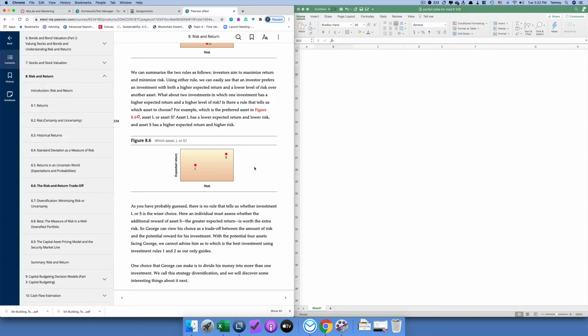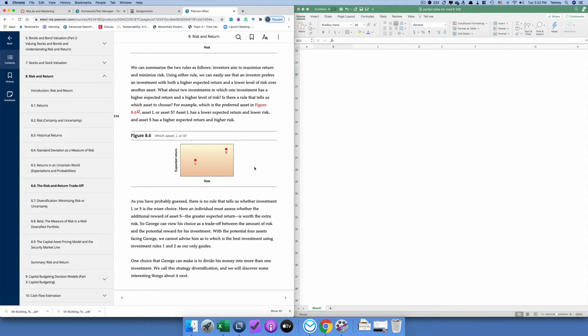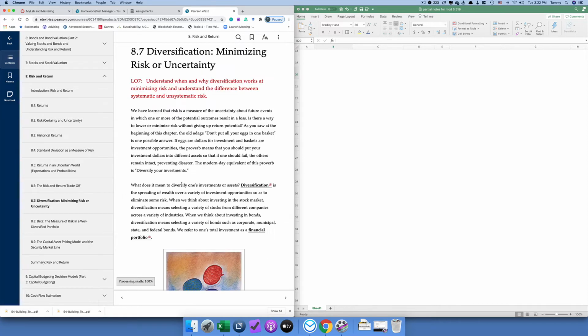And so how can you bring the overall risk of your investments and the overall return of your investments into the best possible place? And the answer for that is to diversify. And that's what the next section talks about.